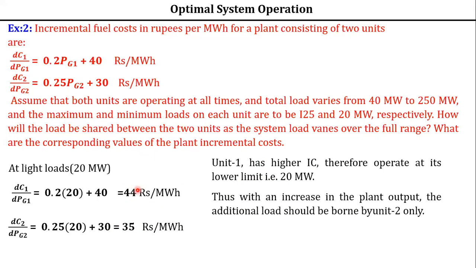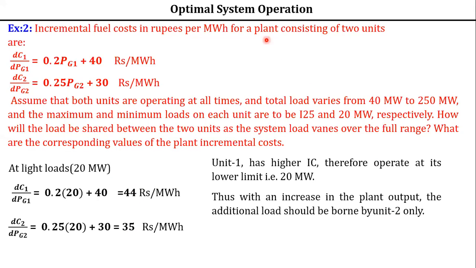Once the incremental fuel cost of both the plants becomes same, or at some point this incremental fuel cost becomes more and this becomes less, then the additional plant output will be taken by this unit. This we have to see. We have to do a trade-off. So that is the problem which has been given: how the load is to be shared between two units as the system load varies over the full range. Clear? Till this point you understood, it is clear for you.